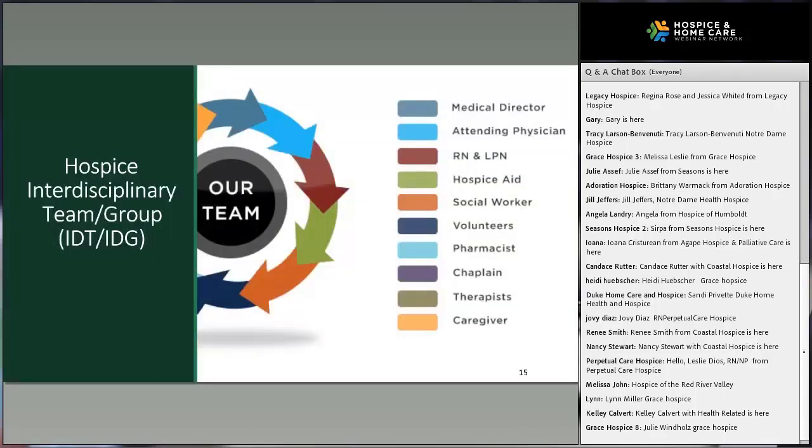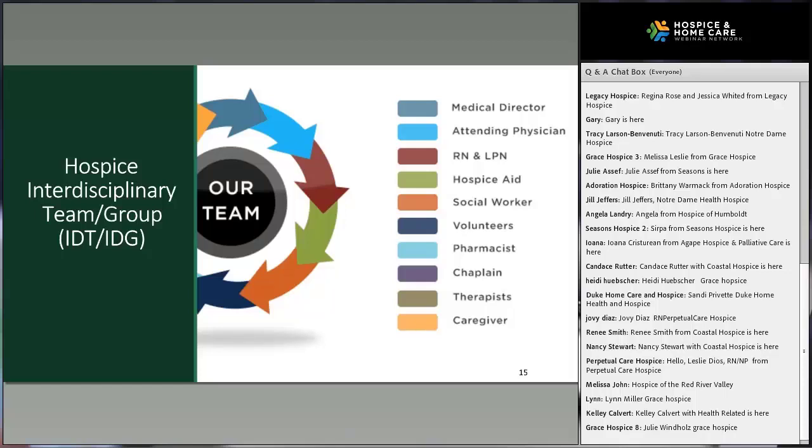Okay, so now let's talk about that very important team. You will hear the interdisciplinary team called IDT, IDG, these types of abbreviations. So who is on that team? Generally, the medical director of your hospice is on that team, the attending physician, which is the patient's attending physician, and an RN and an LVN, LPN are part of that team as well.